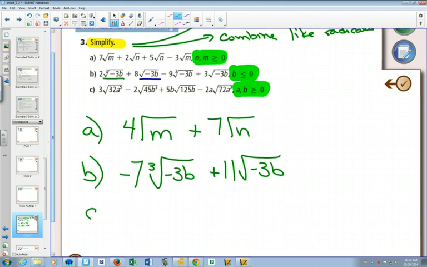For the last one, we have things that have not been simplified yet. So we're going to take the time to rewrite them. Okay? I have 3 and then a square root. Now with a square root for 32, I'm going to look at my perfect squares. What is the biggest perfect square? 4, 9, 16, 25, and so on. What is the biggest one that divides 32? 16, because 32 is 16 times 2.